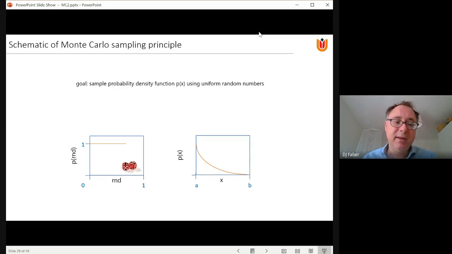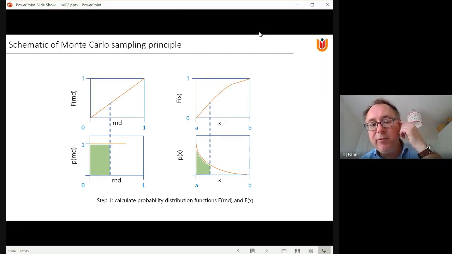That's the goal. But what we have available in the computer is only random numbers between 0 and 1. That is what the computer generates, and these are equally likely. It is a uniform distribution of random numbers. So the probability of getting each of them is equal.